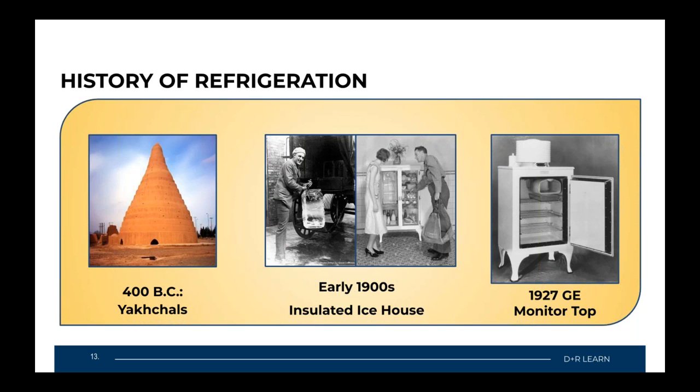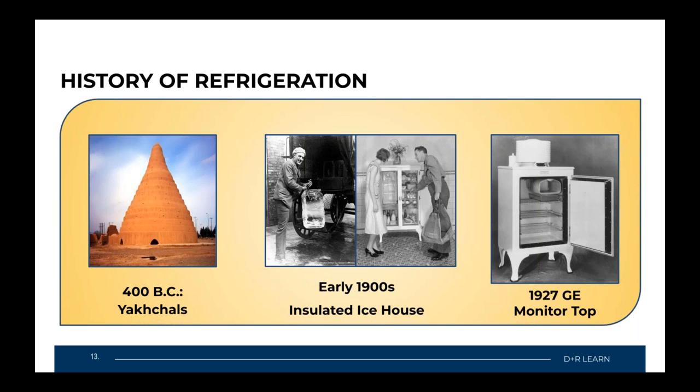Yakhchals function as an evaporative cooler. For those of us that are familiar with the process, these temple-like looking structures allow cold air to pour in from entries at the base of the structure and descend to the lowest parts of the yakhchal, which were pretty large underground spaces up to 180,000 cubic feet in volume.